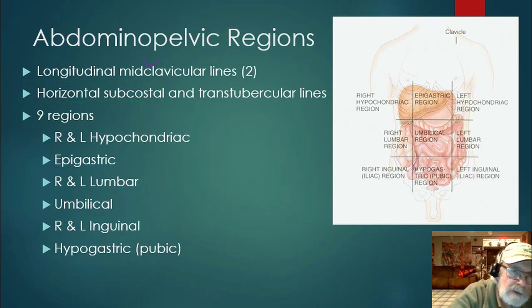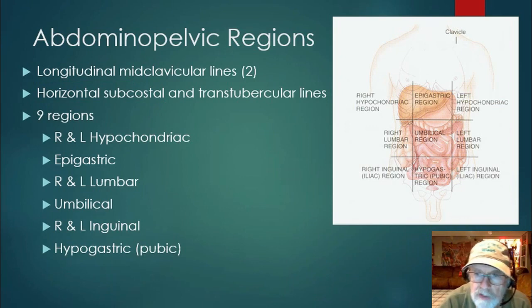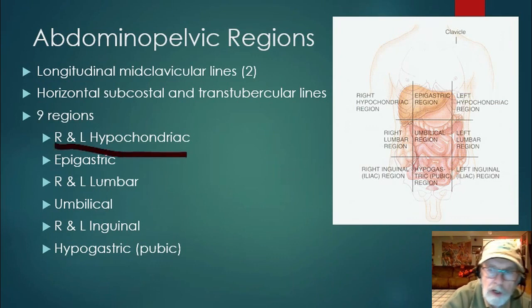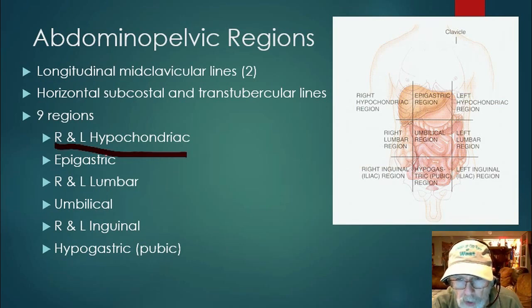Let me get rid of all this garbage here. What it does is divide the abdomen into 9 regions. Let's look and let's name these. First of all, we have the right and left hypochondriac. Hypo means below.